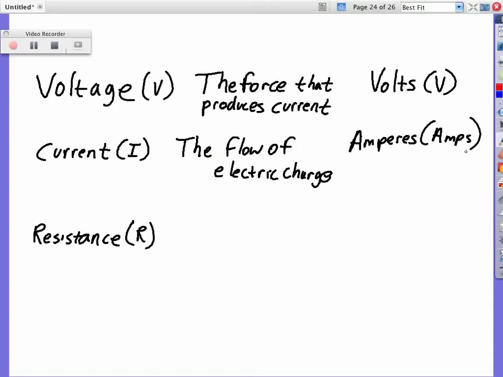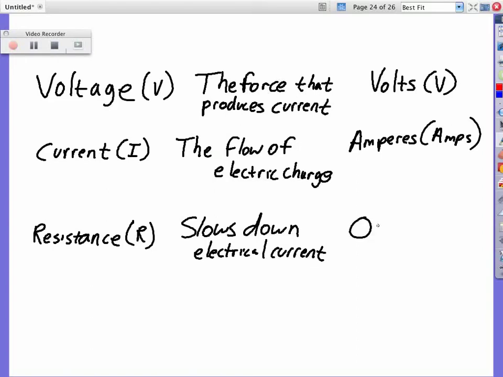Resistance slows down electrical current. Resistance is taken in units of ohms after George Simon Ohm. And the symbol for the ohm is actually a Greek letter, the omega sign. Some of us are used to alpha, beta, omega, but this is the omega symbol.